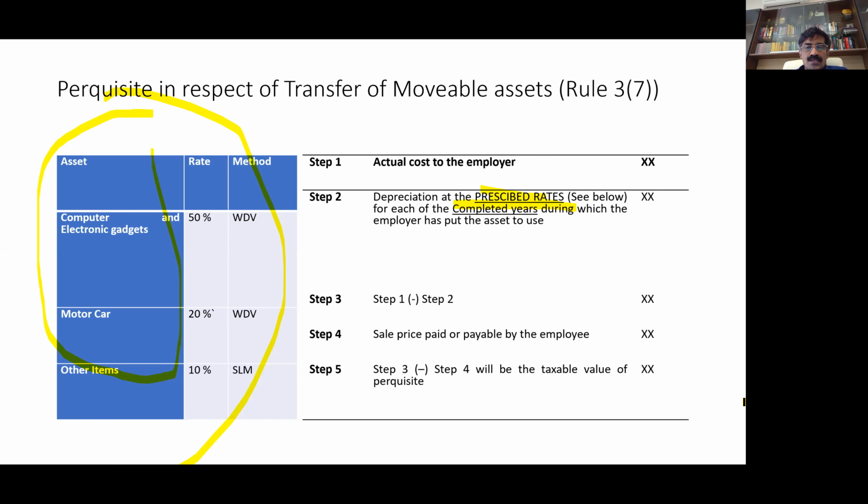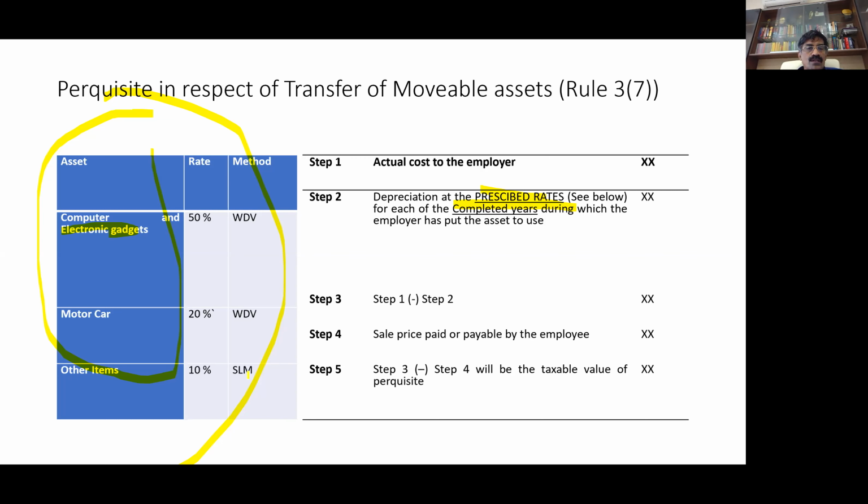Step 1 minus step 2 is the value at which the employer is supposed to sell the asset to the employee. So this you can call the deemed sale value of the asset. Subtract the amount paid by the employee. If the amount paid by the employee is zero, step 3 will be the taxable value of the asset. If step 4 is less than step 3, then the difference between 3 and 4 will be the taxable value of the perquisite. So the rates which you have to adopt: computer and electronic gadgets, 50% WDV. Motor car, 20% WDV. Other items, 10% straight line.